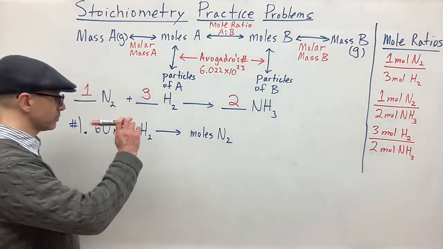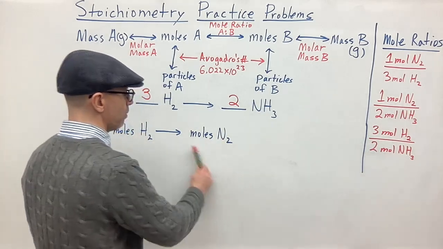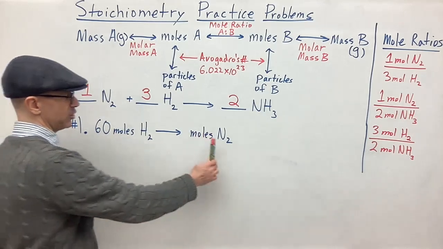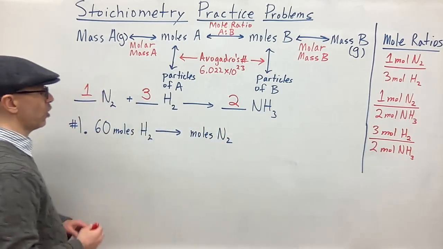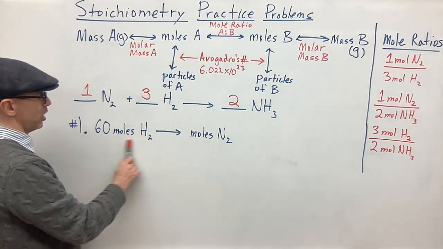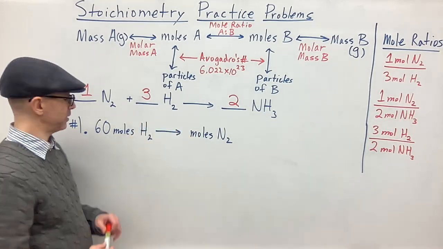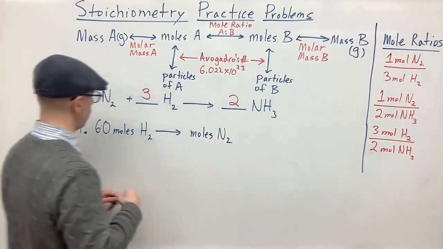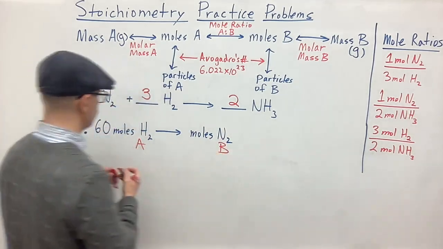Here, they're giving us 60 moles of hydrogen, and they want some moles of nitrogen. We want to convert 60 moles of hydrogen into a certain number of moles of nitrogen using our balanced equation. Using our roadmap, where are we starting? We're starting with moles of hydrogen. That's going to be our A. A is where we start, B is where we end. So we want to convert from substance A to substance B.